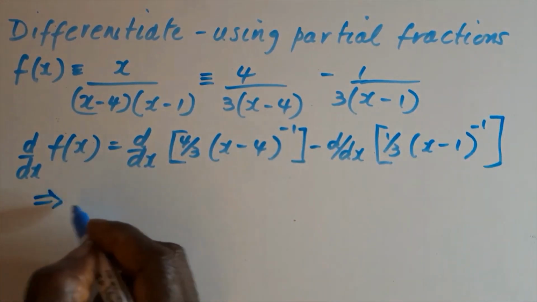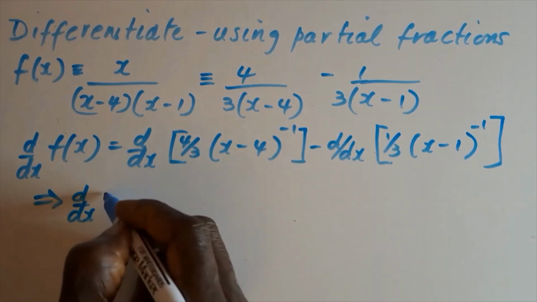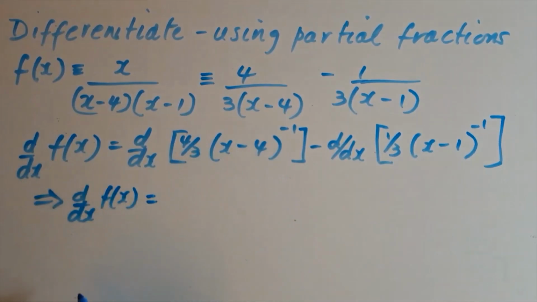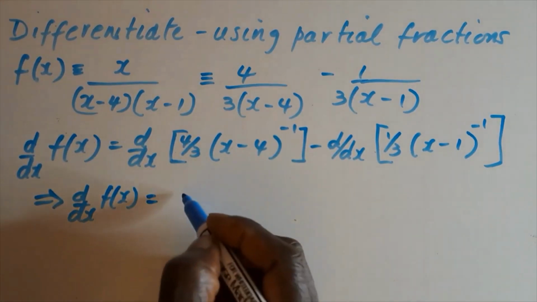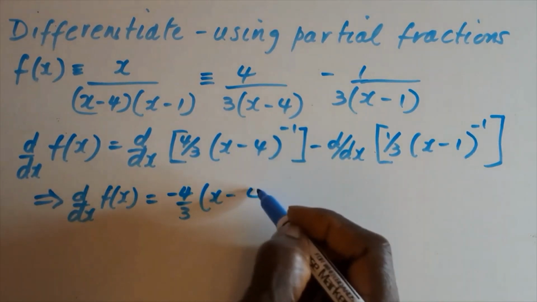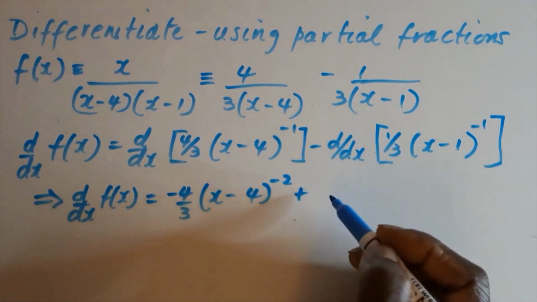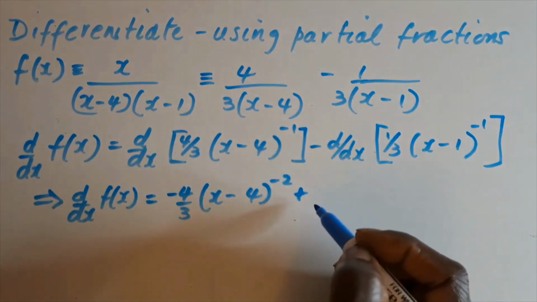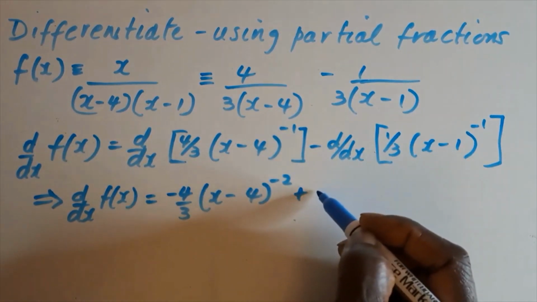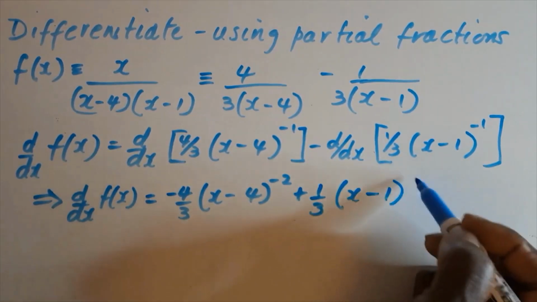This implies that d dx of f of x is equal to minus 4 over 3 x minus 4 to the minus 2. And this becomes positive because negative 1 times negative a third is positive a third, x minus 1 to the minus 2.